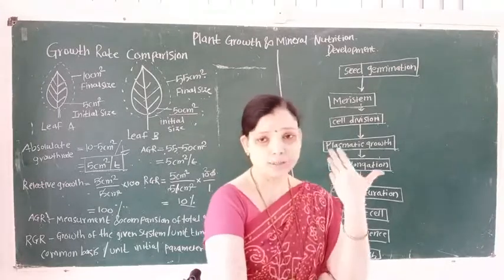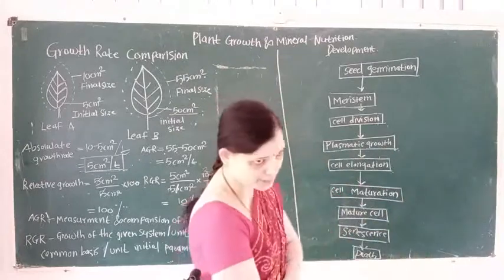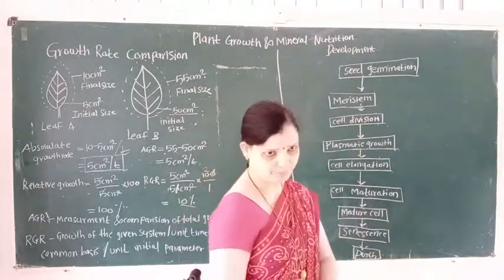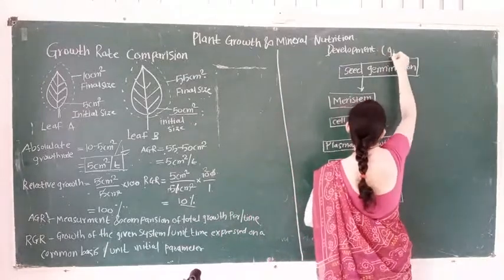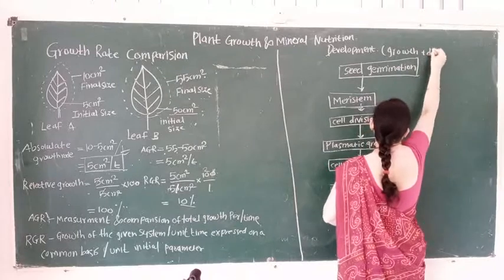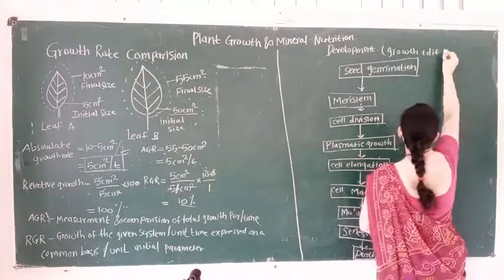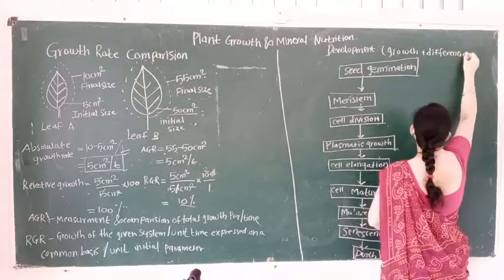Development is the sum of growth plus differentiation. In simple words, development means growth plus differentiation. You know the first term.